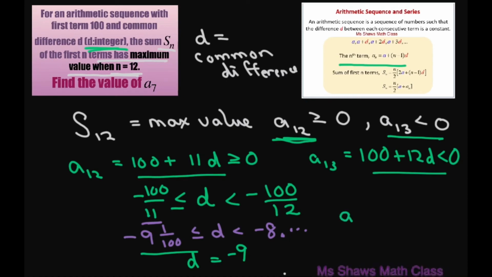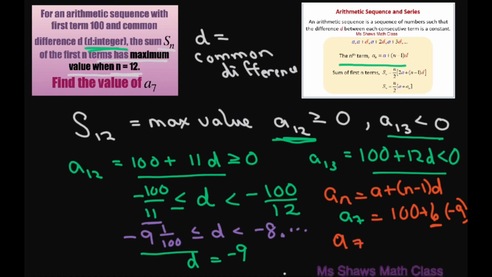Therefore, a sub 7 is going to equal 100 plus 6 times the common difference. We're just using this formula again: a sub n equals the first term plus n minus 1 times d. So 7 minus 1 is 6, and d is negative 9. So a sub 7 is going to equal 46, and that is your final answer.